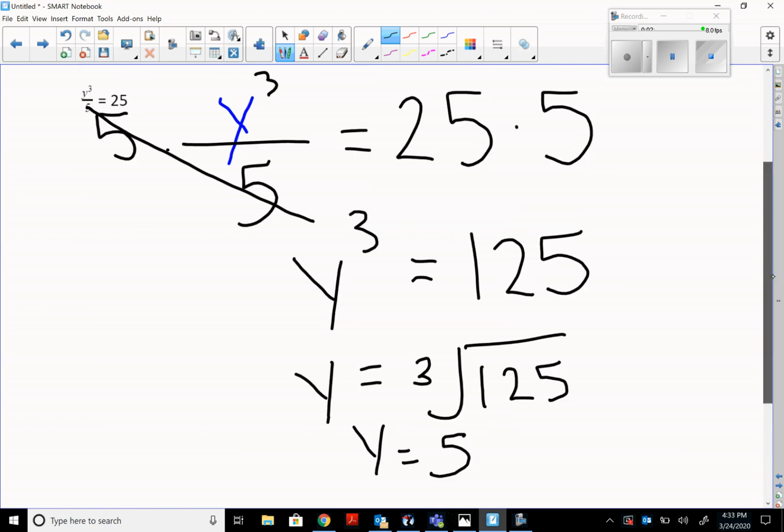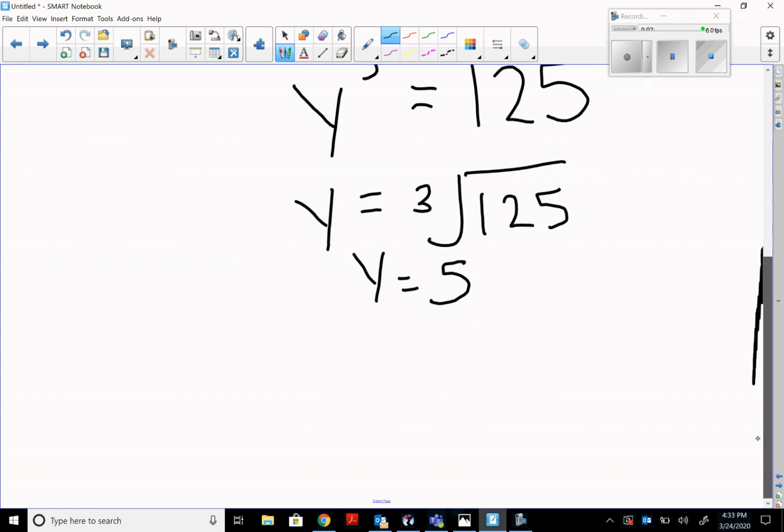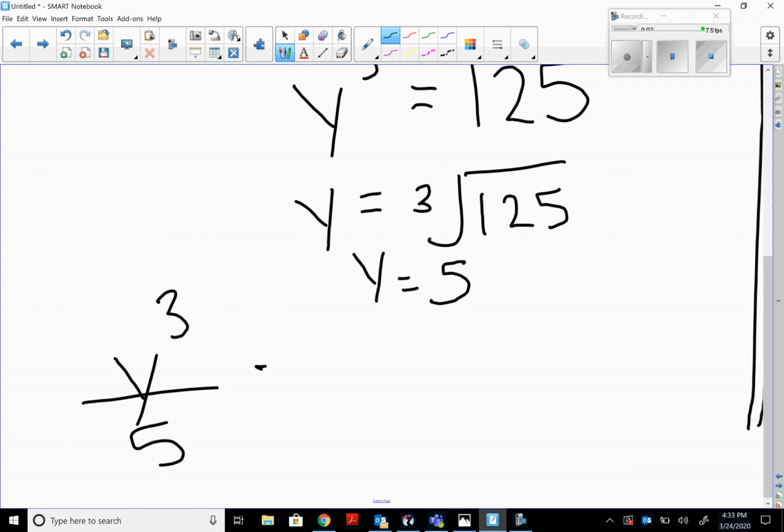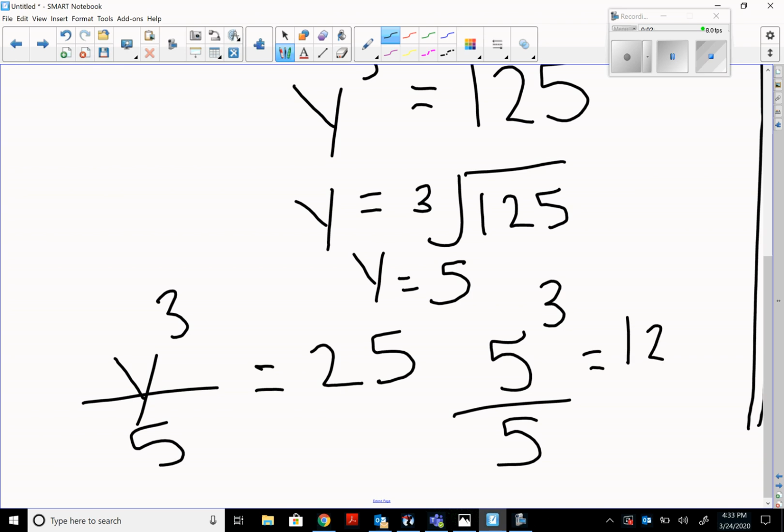So going back to my original equation, y to the third power divided by 5 equals 25. So I'm going to plug in 5 for y, and 5 to the third power is 5 times 5, which is 25, times 5 again is 125. 125 divided by 5 is 25.